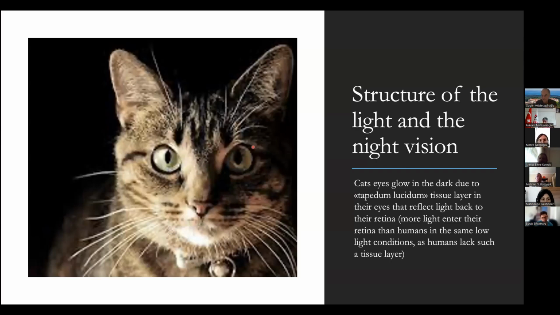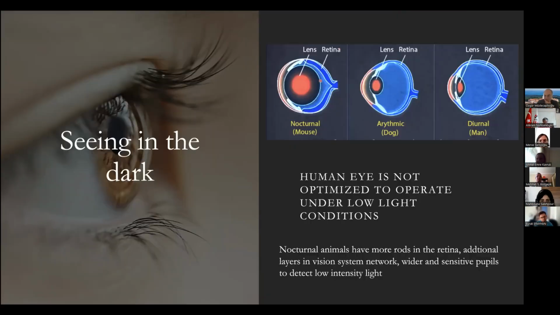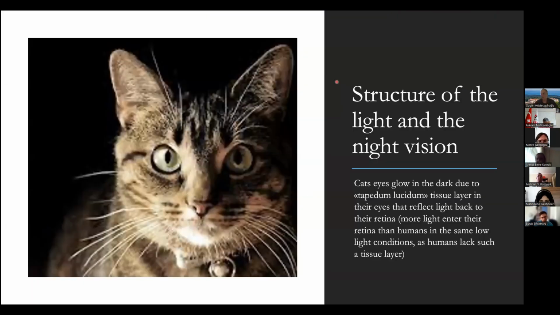So one more structural advantage they have: even if they collect a larger amount of light in the night than us, they even amplify it with an interesting additional layer in their eye structure. If you look at this picture again, you can see that there are some layers at the back side of the eye. This hole here is just the nerve system that goes to the brain, and there are additional layers here. One of these layers does not exist in humans. This layer is known as the tapetum lucidum. It's just a tissue that helps to reflect the light.